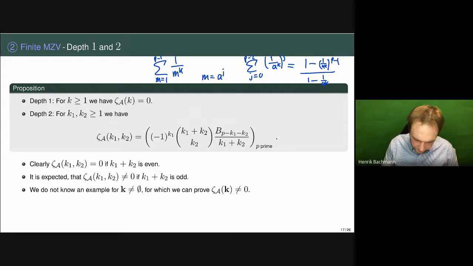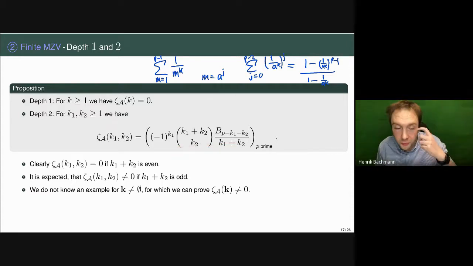Okay, so by this formula we see in particular, because all odd Bernoulli numbers are 0, except for the first one, we see that these double zeta values, or these finite double zeta values, are 0 if the weight is even. And if the weight is odd, then we expect that this here is actually not 0. But this we cannot show.